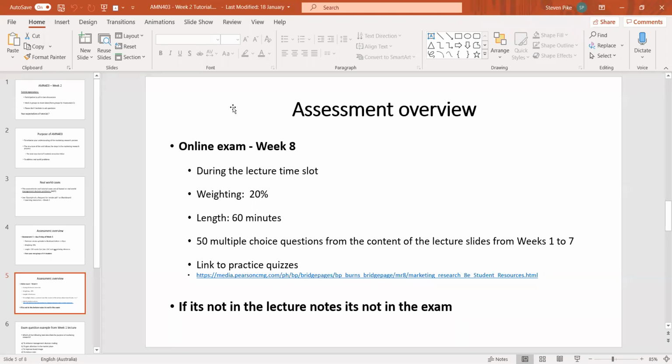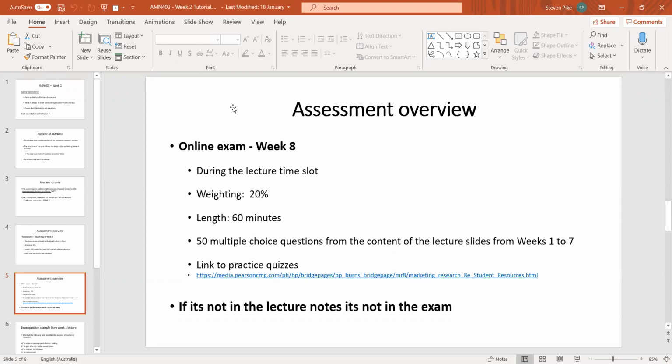There are 50 multiple choice questions, and all of those questions come from the content of the lecture slides from weeks 1 to 7. So if there's something that we talk about in the lecture or in a tutorial that's not in the lecture slides that are already uploaded to Blackboard, it won't be in the exam.